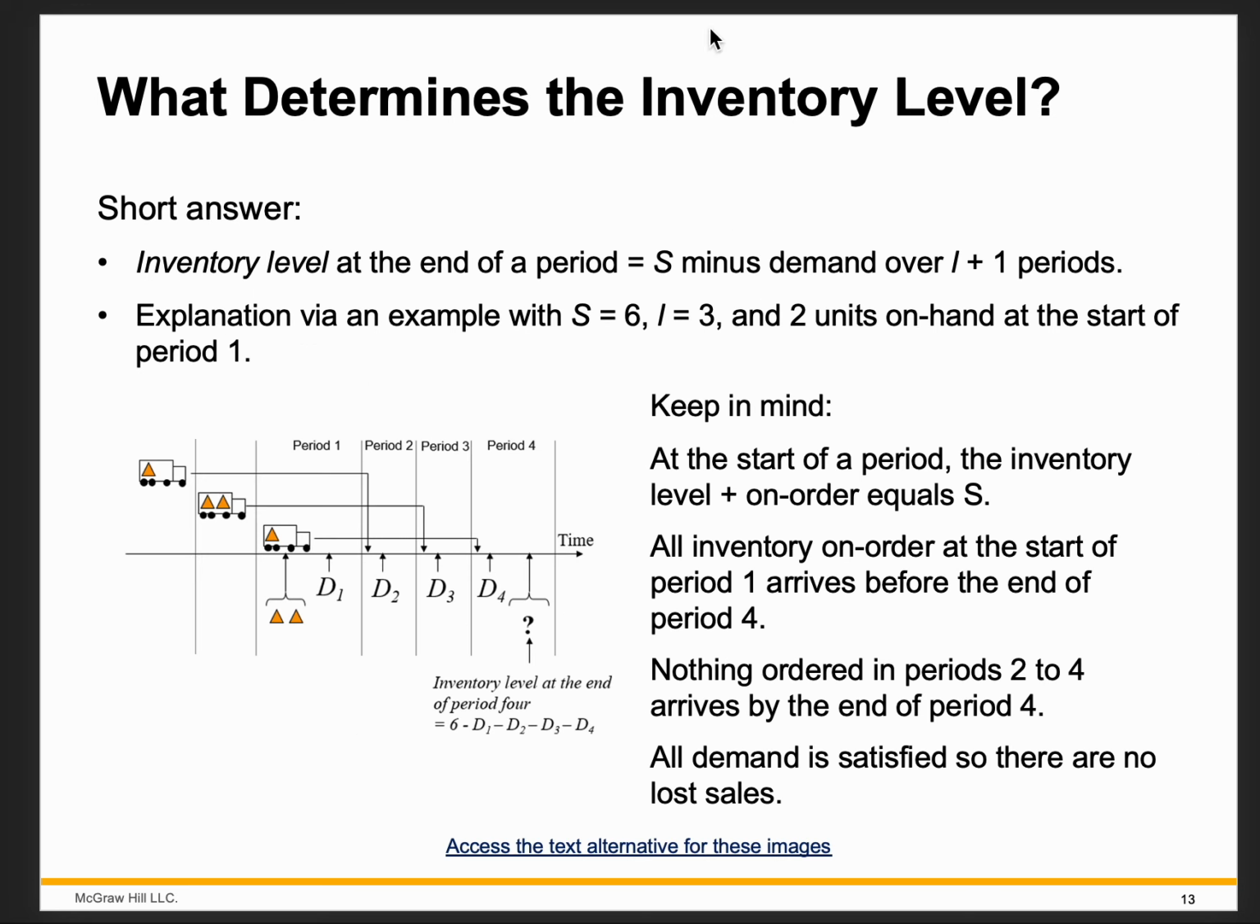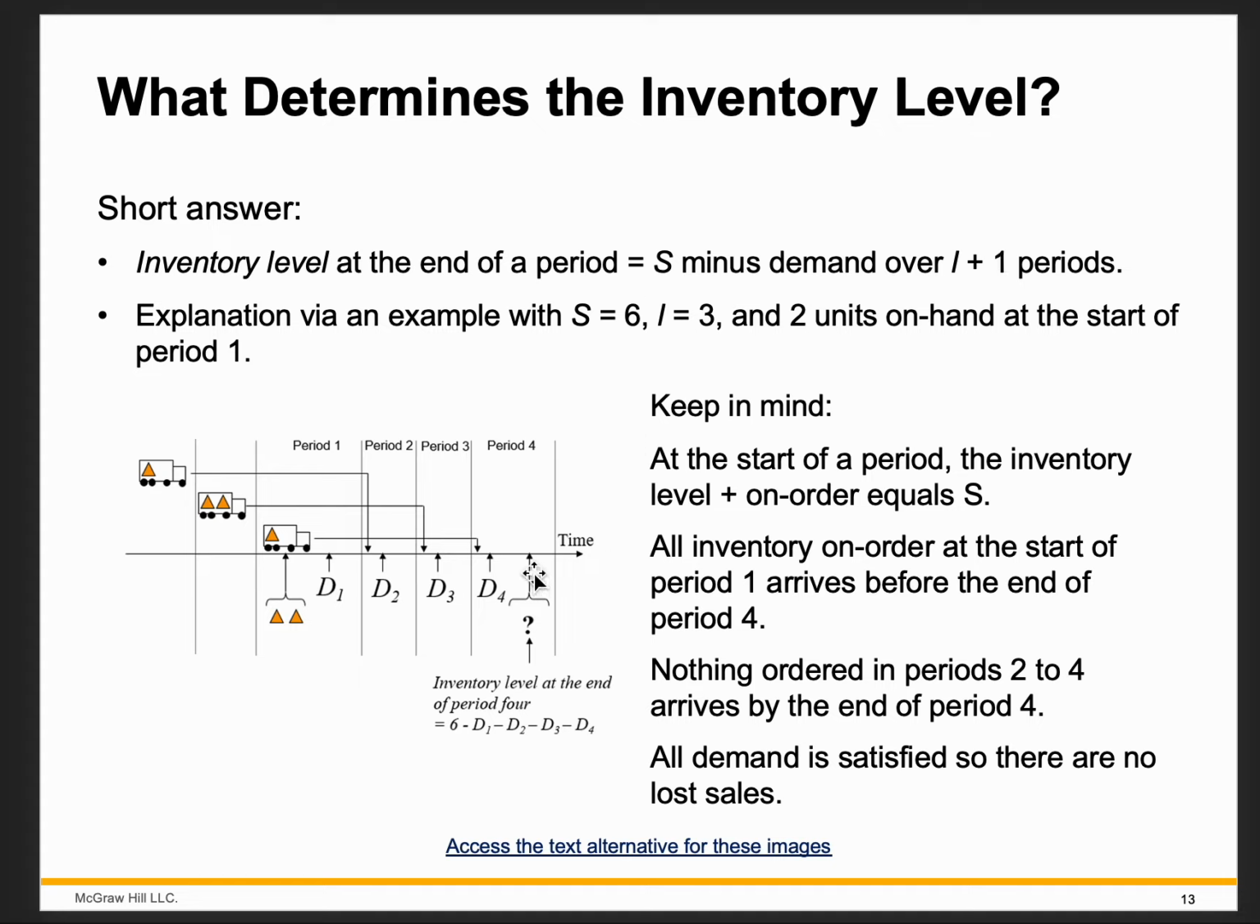Now, what determines the inventory level? At any point, how do I know what my inventory level is? The inventory level at the end of any period will be the base stock level minus the demand over the previous L plus 1 periods, where L is the lead time. So if lead time is 1, it's the previous 2 periods. If lead time is 4, the previous 5 periods.